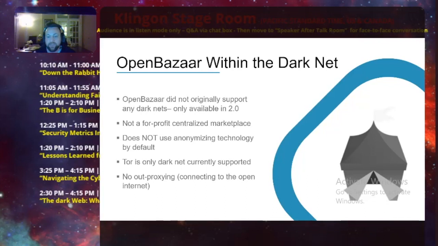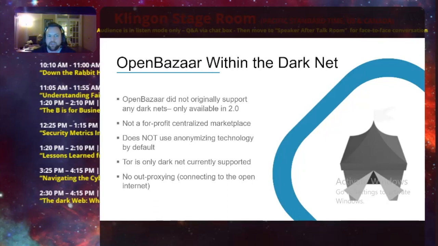And like we saw with I2P, and like you'll see with the other two darknets, there is no out proxying, or what's called connecting to the open internet. When you're using the OpenBazaar client, you can only connect to stuff within OpenBazaar.